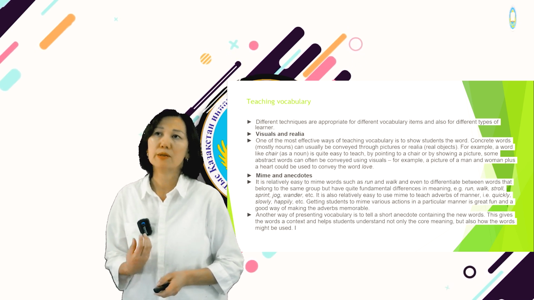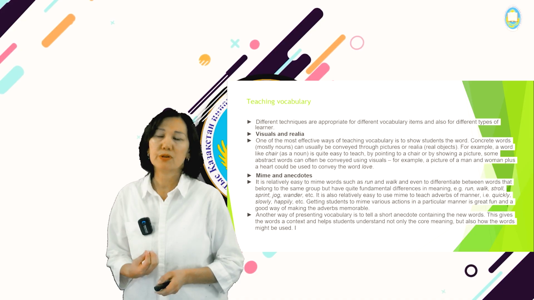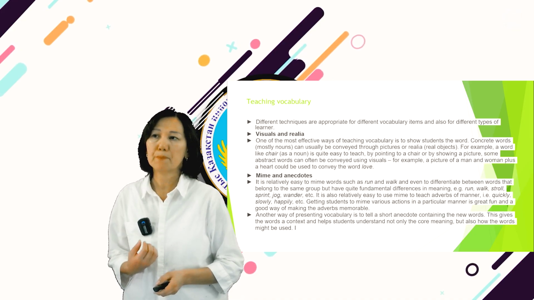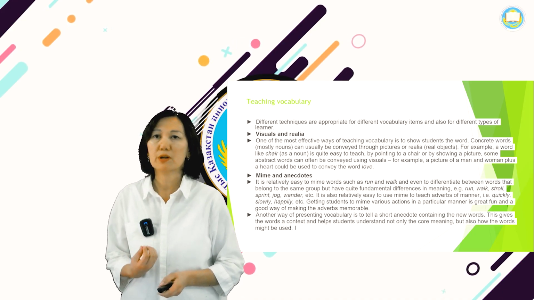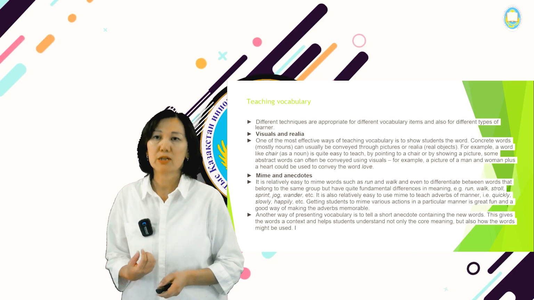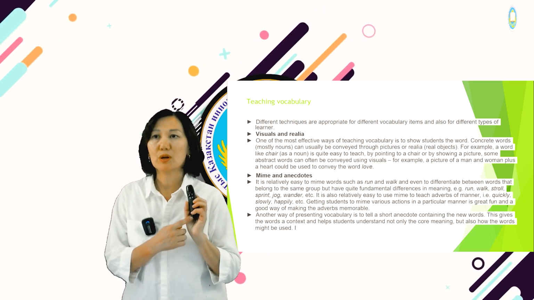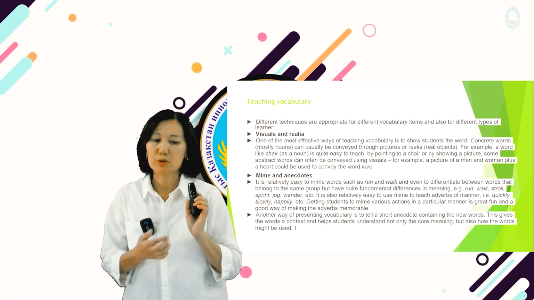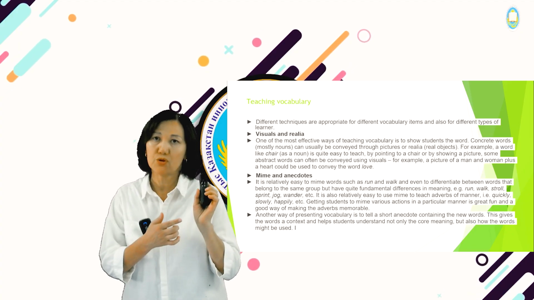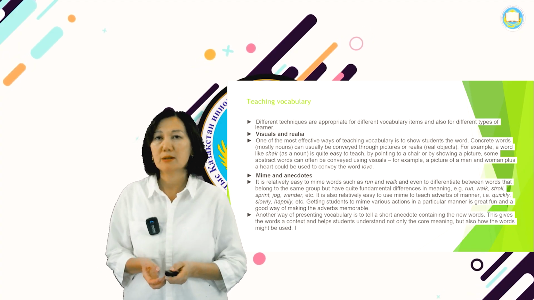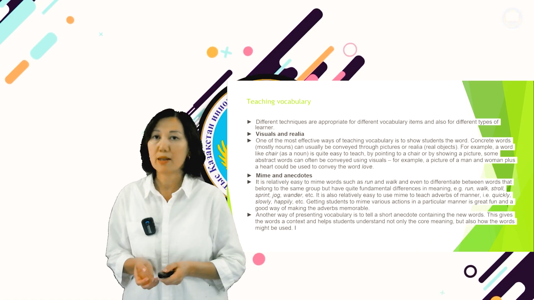Visuals and realia are really important techniques to convey the meaning of an object or objects in general. For example, I'm now holding this remote control, and when you are explaining what a remote control is, you can show them, this is a remote control. So the next technique is miming and the anecdotes.